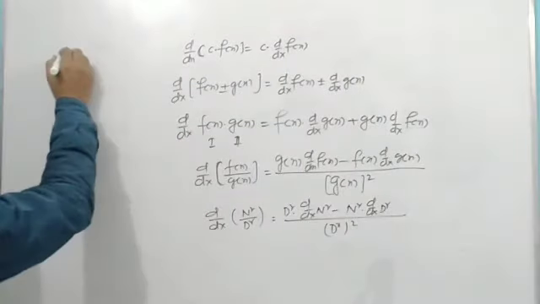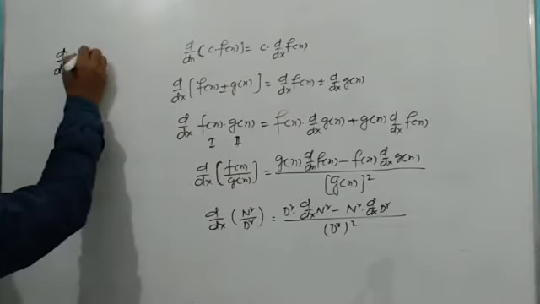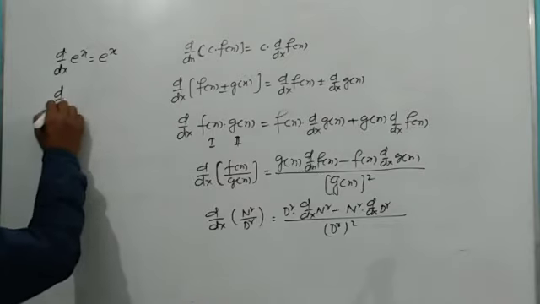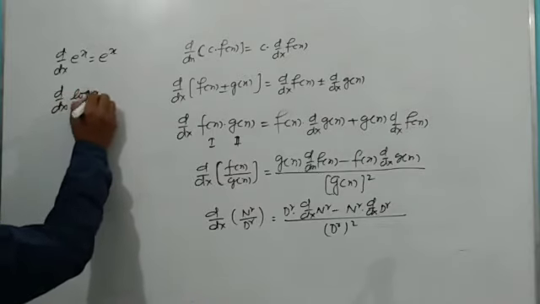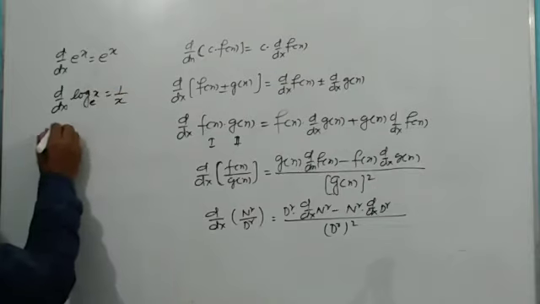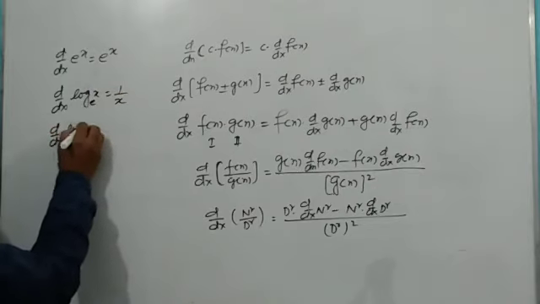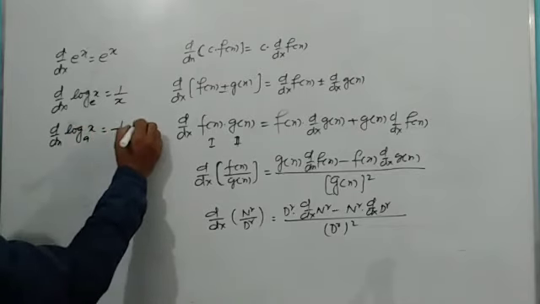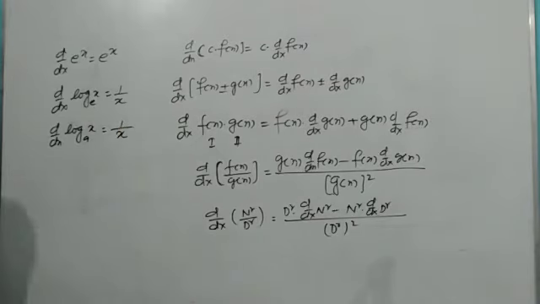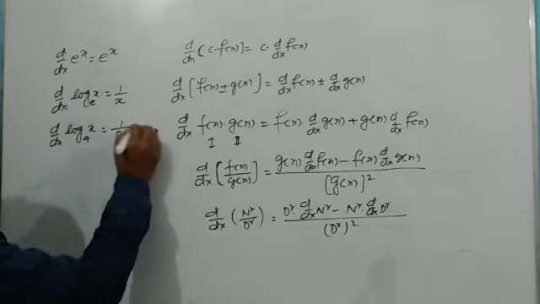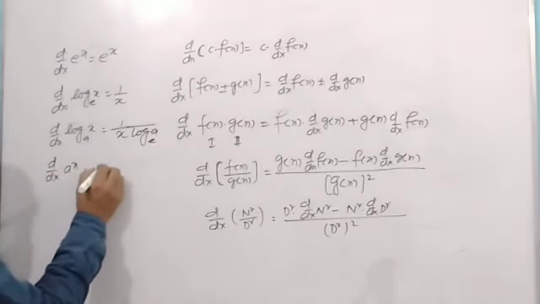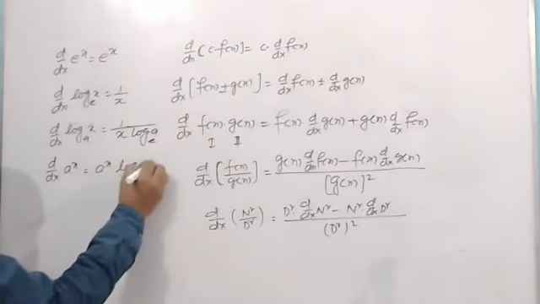Suppose that I am having somewhere d/dx of e to the power x, no problem, it will be e to the power x only. If I am having somewhere d/dx of log x base e, it can be written as 1 upon x. If I am having somewhere d/dx of log x base a, it is 1 upon x into log a base e, that is 1 upon x into 1 upon log a base e. If I am having somewhere d/dx of a to the power x, it can be written as a to the power x into log a.